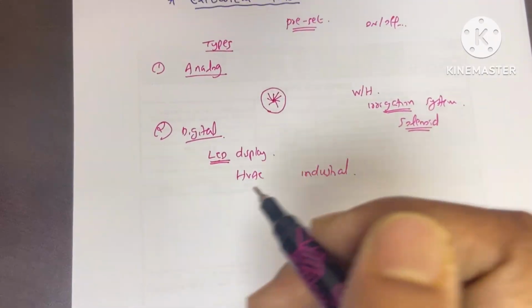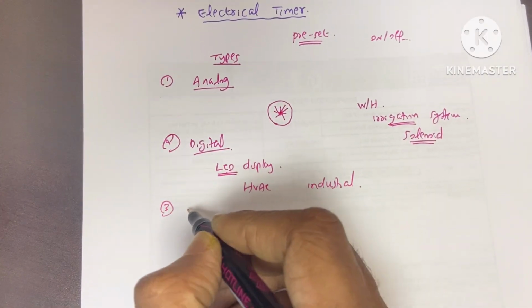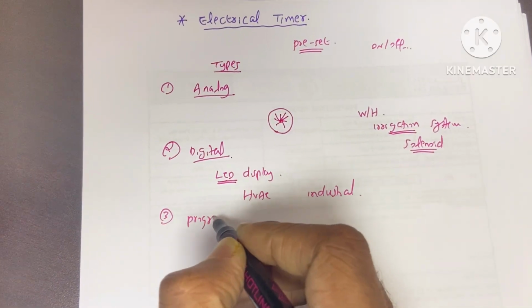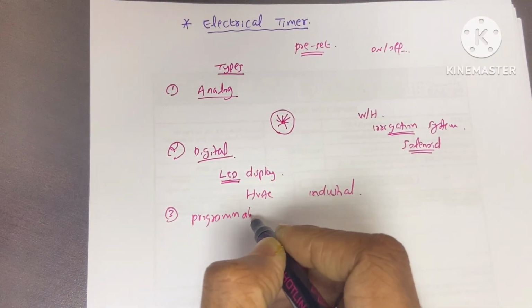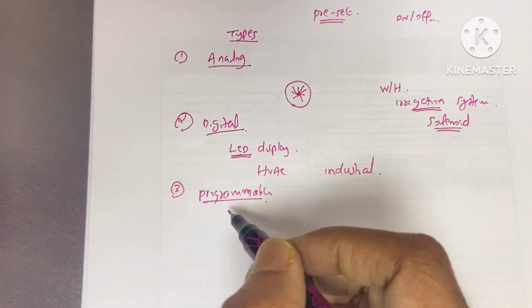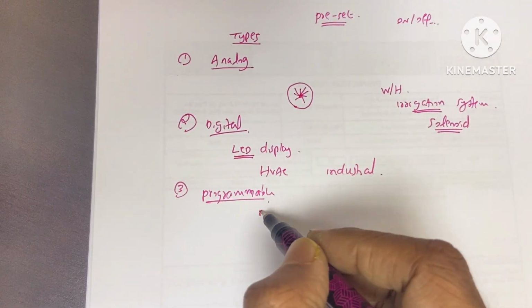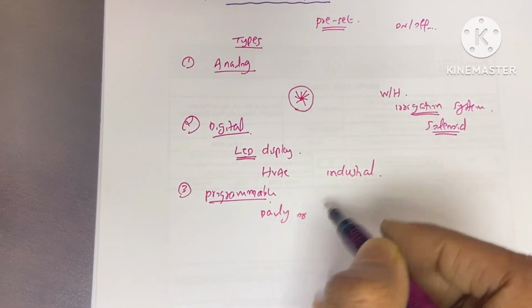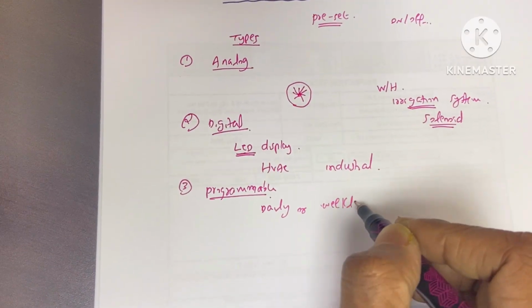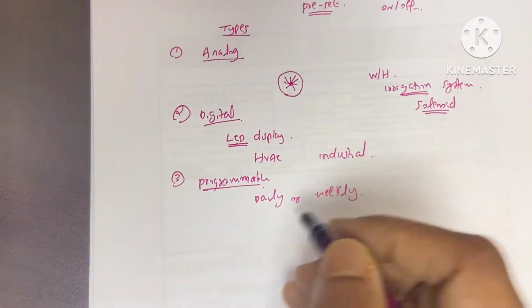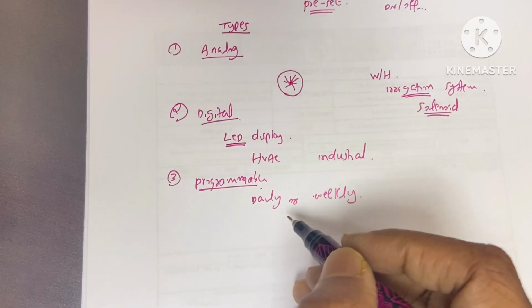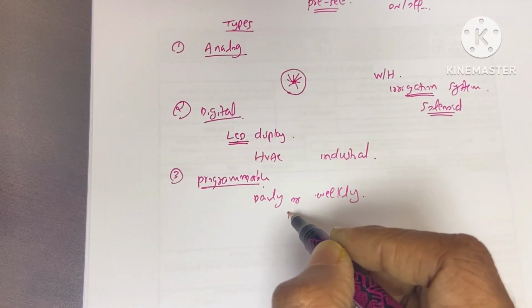The third one is the programmable timer. With the help of this programmable timer, you can set your timer on a daily or weekly basis, and we could use this normally in building automation systems.